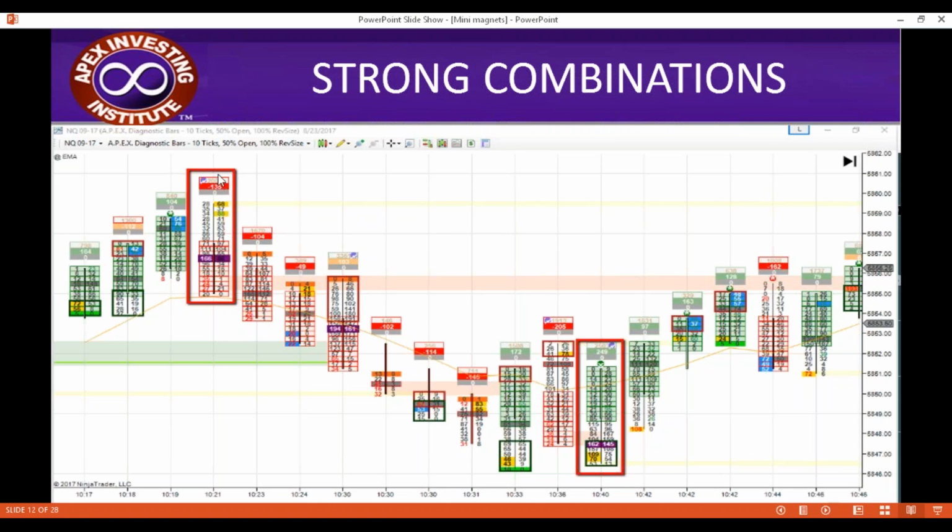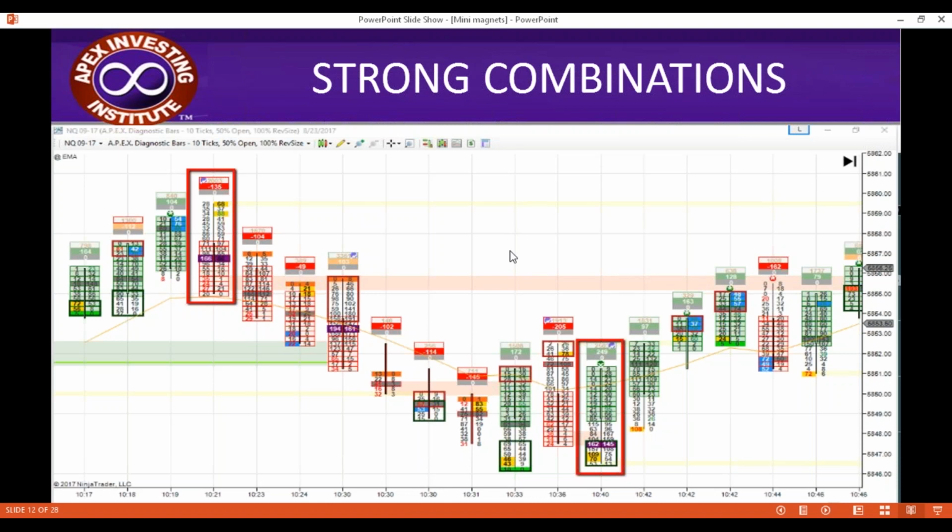Okay, very, very important. When I look at order prints, normally the first thing I'm looking at is total and net volume to see what's going on in the bar. Then I'm looking at clusters and then mini magnets. As far as levels of importance, or priority of importance, those are some of the things I'm definitely looking for.